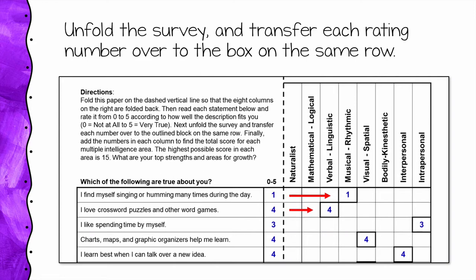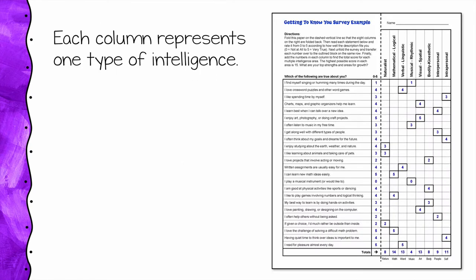outline box. And then crossword puzzles, there was a 4 there, it gets transferred to that box. The 3 gets transferred to that box, and so on. They just go straight down the paper and they just transfer. My kids used a ruler or the edge of a piece of paper to keep it kind of straight.